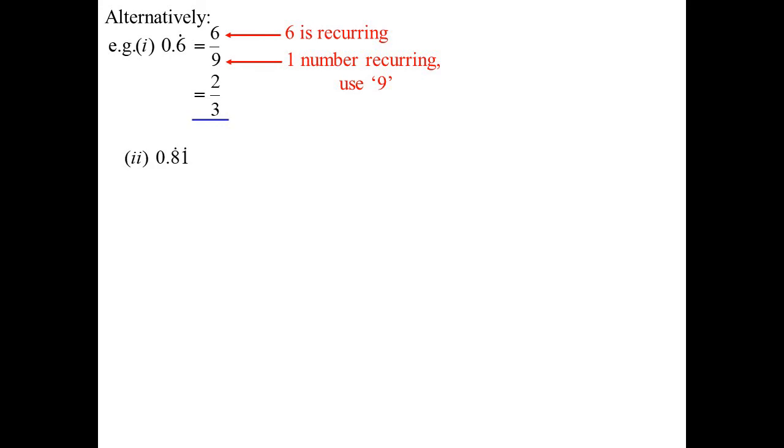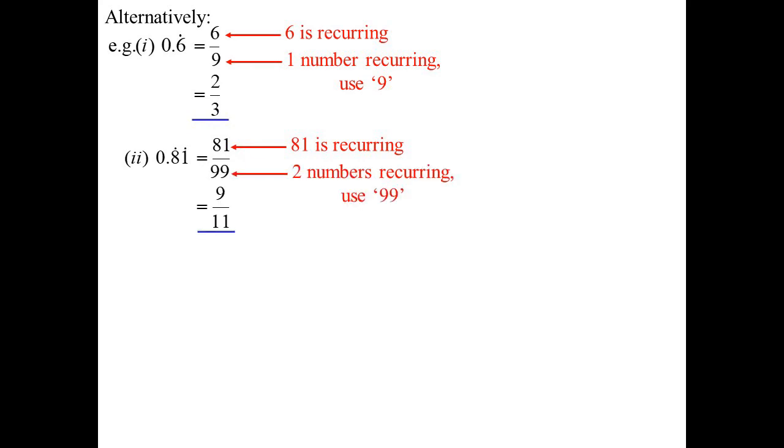Applying that same idea to the next one, 0.81 repeater. What is the number that is recurring? Well, 81 is the number that is recurring. How many numbers are recurring? Well, there are 2. So I'll put 2 9s on the bottom. By 2 9s, I don't mean 18. I mean 99. We put 2 9s down. And there's your answer.